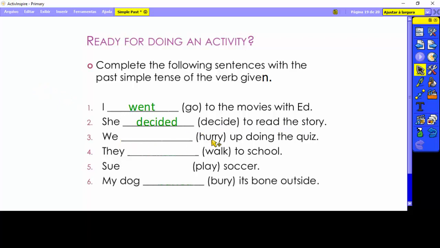We hurry. What's the past form of hurry? We hurried. We hurried up doing the quiz. They walk. They walked to school. Sue play. Sue, what's the past form of play? Played. So Sue played soccer. My dog buried its bone outside.